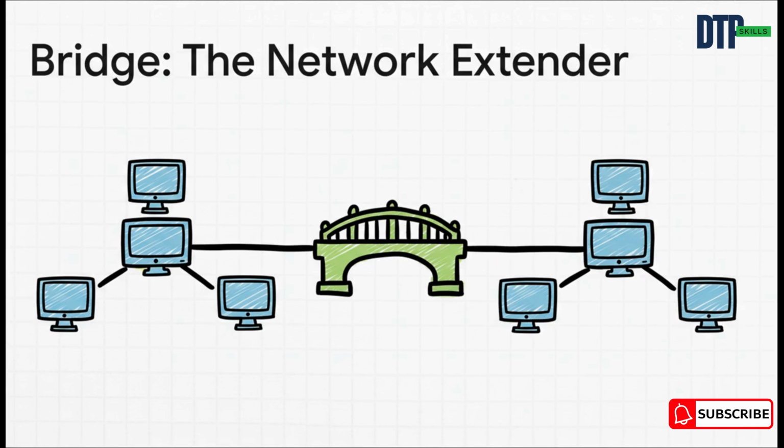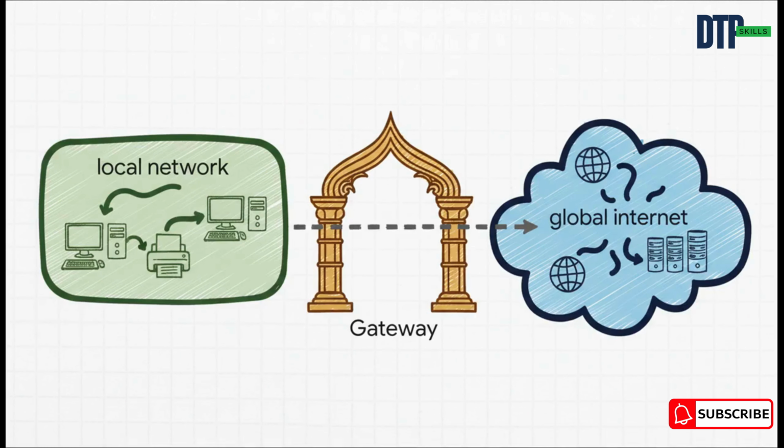Now, what if you have two separate parts of a network, say one on the first floor of an office and another on the second floor, and you want them to act like one big network? That's what a bridge is for. It's a pretty simple device that just connects two similar local networks, or LANs, and basically combines them into one single, larger network. But the real powerhouse connector is the gateway.